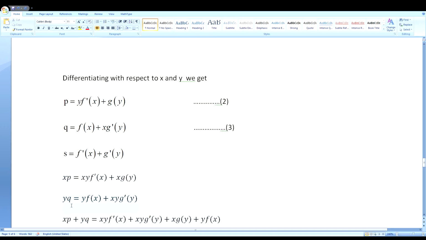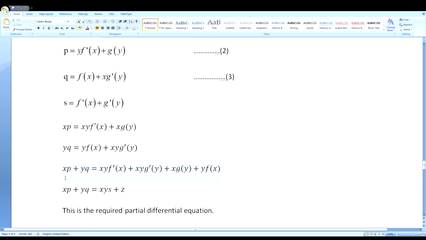Now xp plus yq is xy f dash plus xy g dash plus xg plus yf. That is xy into (f dash plus g dash), and this is s. So xys plus xg plus yf is z. So this is the required partial differential equation.